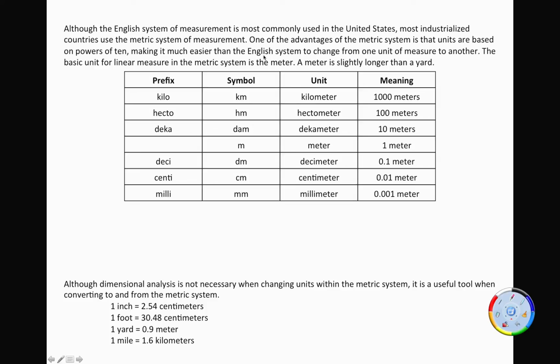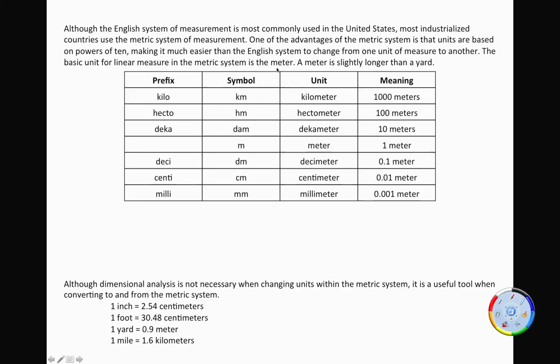Not only that, as we'll see in some future sections, it's very simple to change from one measurement system to another in the metric, and very difficult in English. Okay, the basic unit for linear measure in the metric system is the meter. And a meter is slightly longer than a yard. So again, another thing I'd like for us to get out of this is just let's have a good feel for what these metric measurements are.